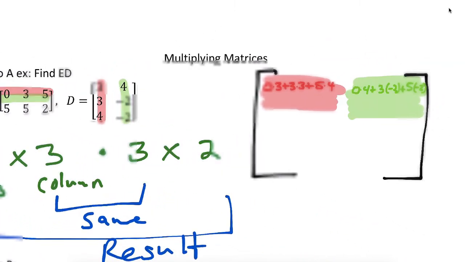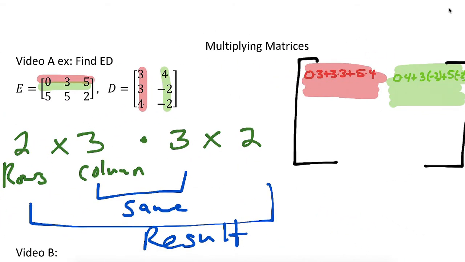Now we move to the next piece. Let's do a new highlight. We'll highlight it in blue. We're going to do this row times this column right here. If we do those, we're going to generate the piece that fits right there. That's going to be 5 times 3 plus 5 times 3 plus 2 times 4.